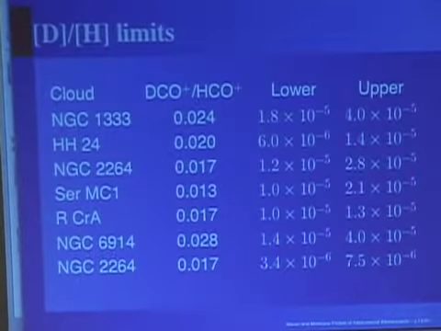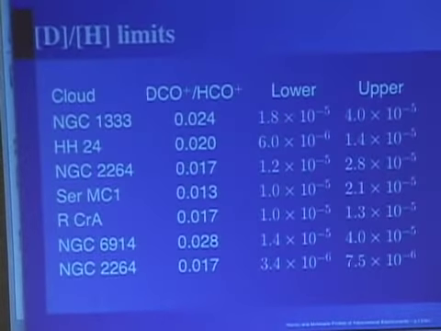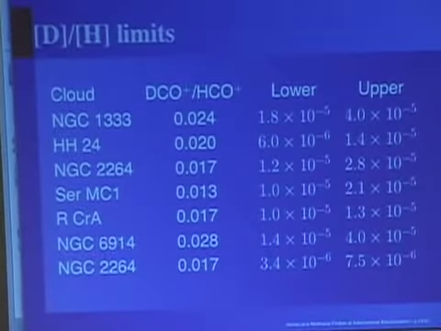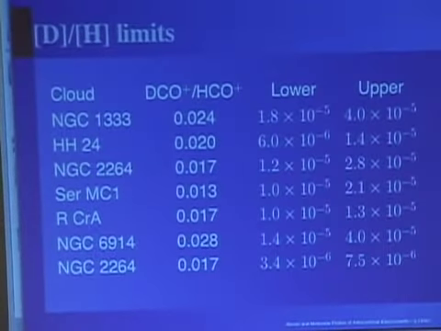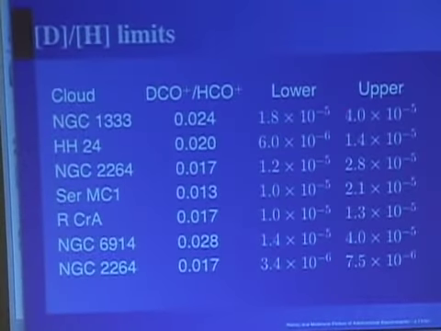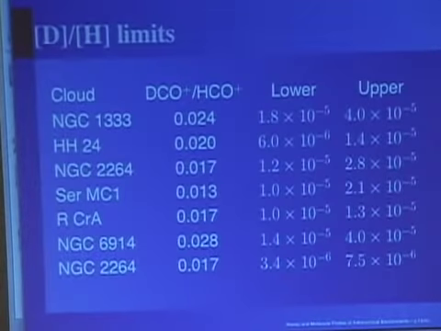And you can see that we can look at quite a few clouds and infer a total D to H ratio that's pretty consistent, in numbers on the order of 1.5 times 10 to the minus 5, several times 10 to the minus 5. And it varies around the galaxy, but not by a huge amount.